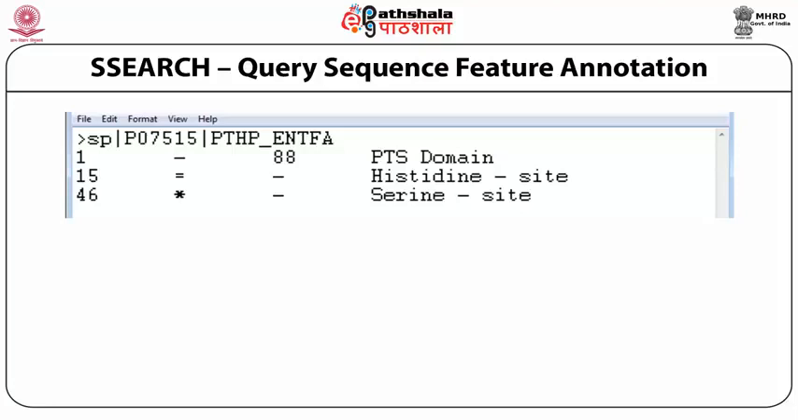This is followed by a biochemically important site at position 15 and a phosphorylation site at position 46. This information will be displayed in the resulting alignment. At position 15, histidine is present, and at position 46, serine is present. Therefore, these biochemically important sites will be labeled with an equal to sign and a star sign respectively.